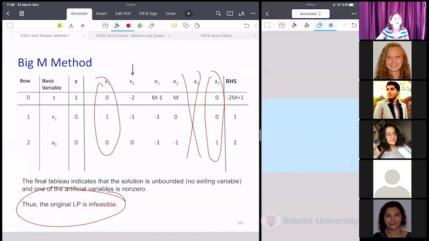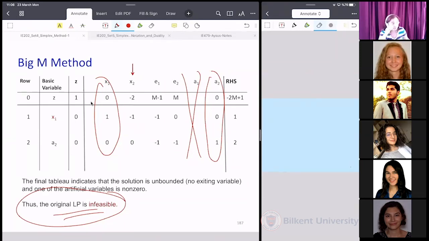So, all right, Gülin, I'm going to unmute you. You were the first. Yes? Unbounded. Very good. So if the problem has an entering variable but no leaving variable, then the problem was unbounded. So why have we written that the problem was infeasible in here?